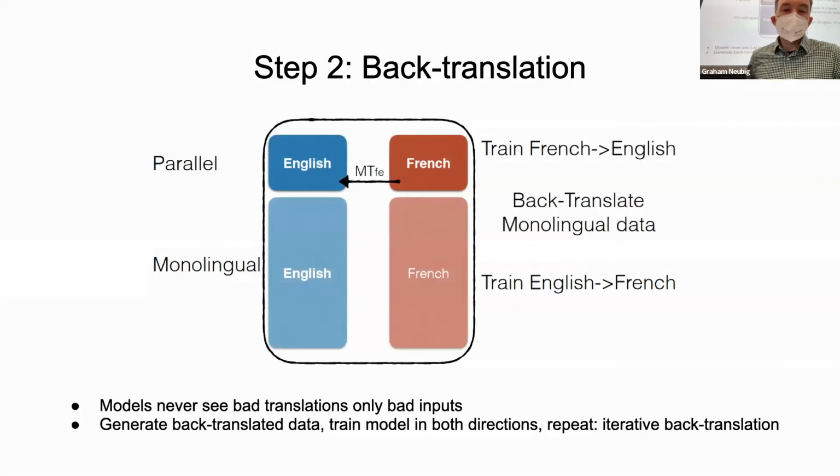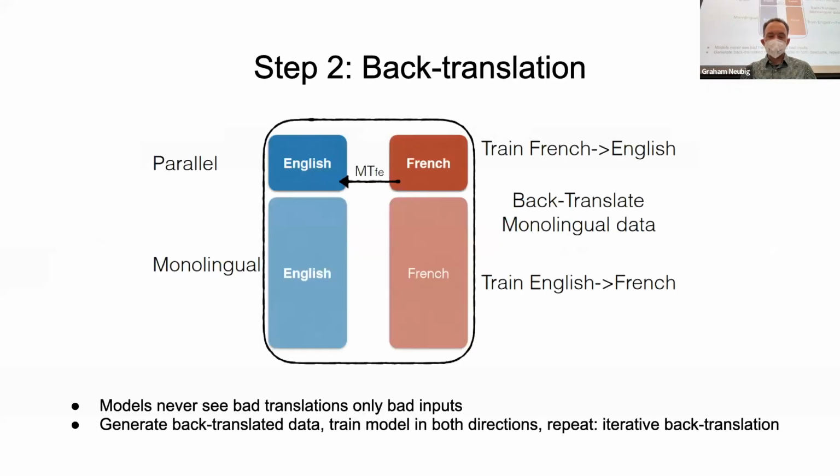Cool. Okay, so the next thing is we pull out our favorite data augmentation method, back translation. We take, for example, French monolingual data and back translate it into English, and we take English monolingual data and back translate it into French. And so here we have parallel data, but what we can do instead is pseudo parallel data, which I'll talk about in a second.